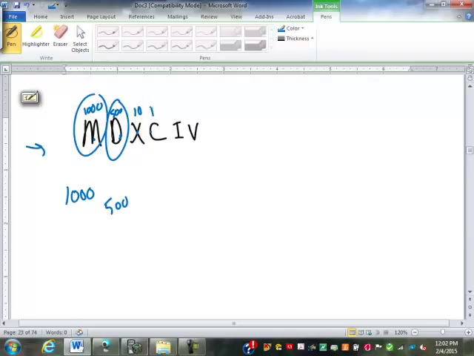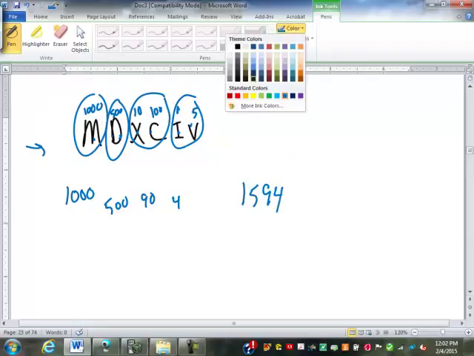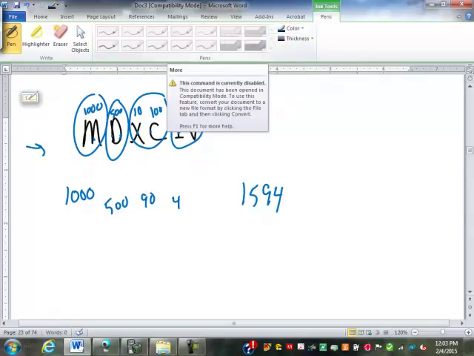X is 10, C is 100. That's followed by a larger symbol, so we're going to have to combine the two and subtract. 10 from 100 is 90. I is 1, V is 5. Again, the I is followed by a larger symbol, so we have to combine them together and subtract to get 4. So 1,594. Now, in the medical fields, we don't get into really large Roman numerals like that very often.